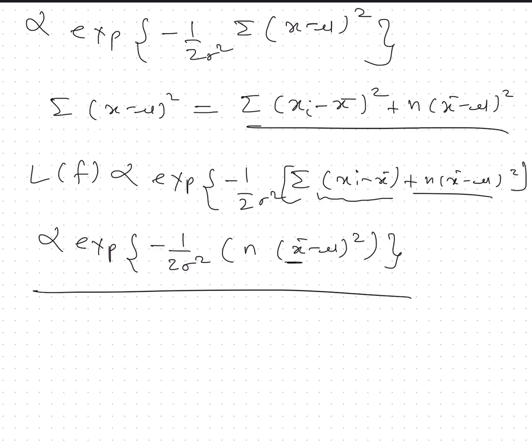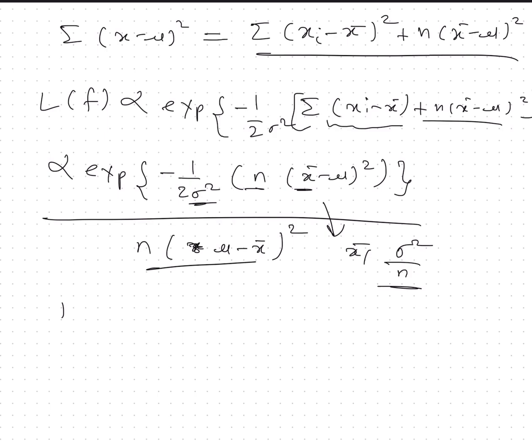If we rearrange this term as n into mu minus x bar square, this resembles a normal distribution with mean x bar and variance sigma square. Since the n will be out there, the variance is sigma square upon n.